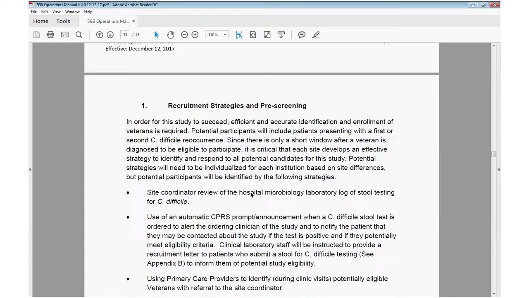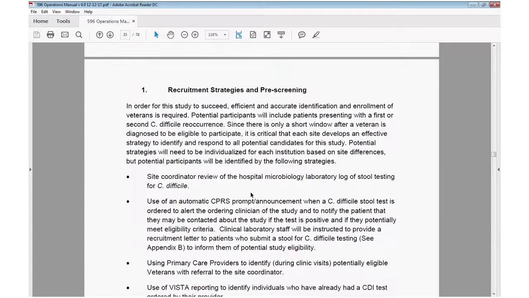Recruitment procedures, recruitment strategies, and pre-screening. In order for this study to succeed, efficient and accurate identification and enrollment of veterans is required. Potential participants will include patients presenting a first or second C. diff recurrence. Since there is only a short window after a veteran is diagnosed to be eligible to participate, it is critical that each site develops an effective strategy to identify and respond to all potential candidates for the study.